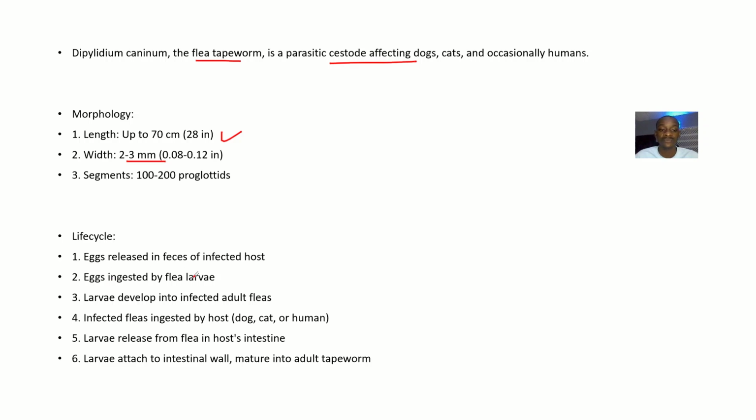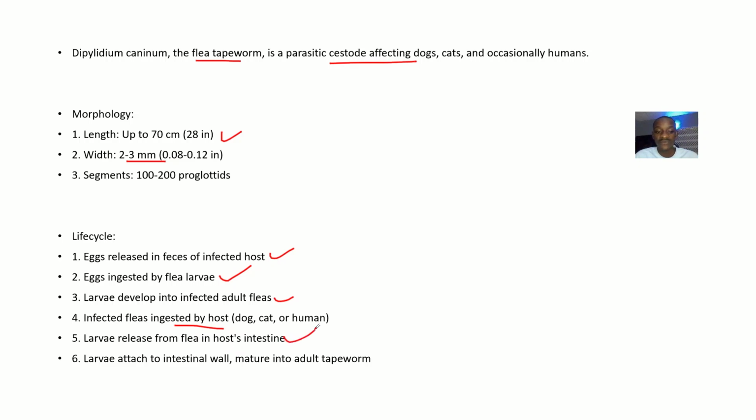Okay, life cycle. Eggs are released in the feces of infected hosts. Eggs will now be ingested by the flea larvae. That means, let me say it is in a human being, you defecate. Then the fleas can come feed on your feces and take up the larvae. Do you understand? So the larvae will now develop in the adult fleas. Now, the infected fleas can be ingested by what? The host. That's either dogs or cats or human beings who take up some food or water that was contaminated by the fleas. Okay.